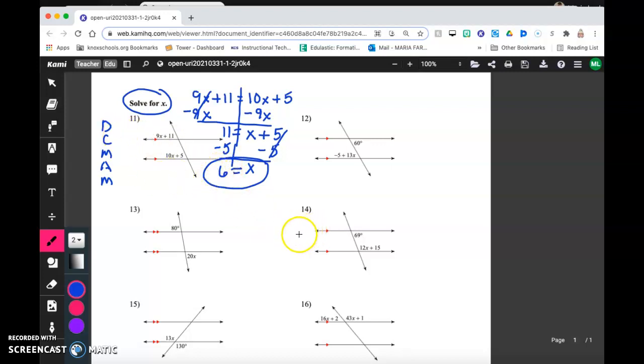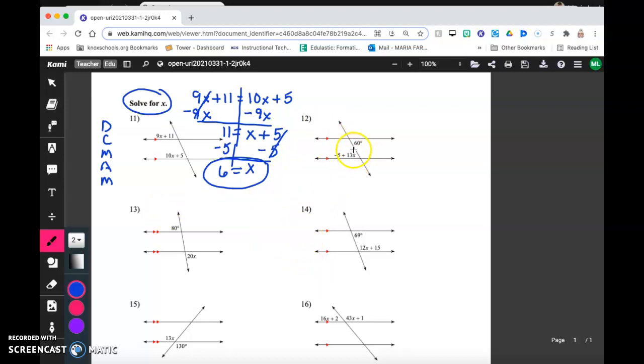So I want to show you a couple more. I'm going to show you one more where they're congruent to each other, and then I'll show you two more where they're supplementary, so you can see, again, how to set those up.